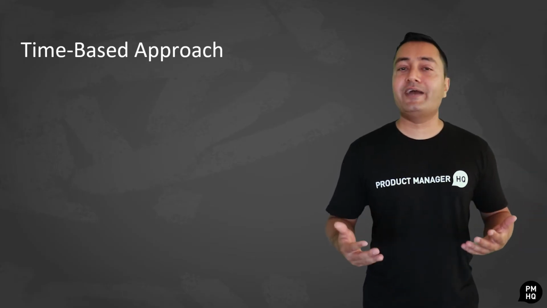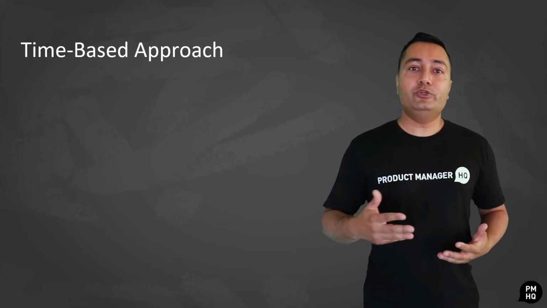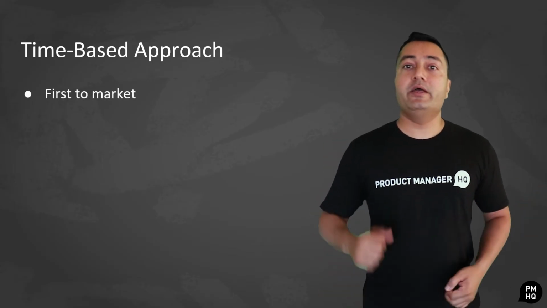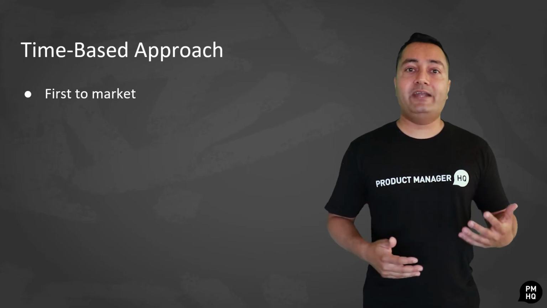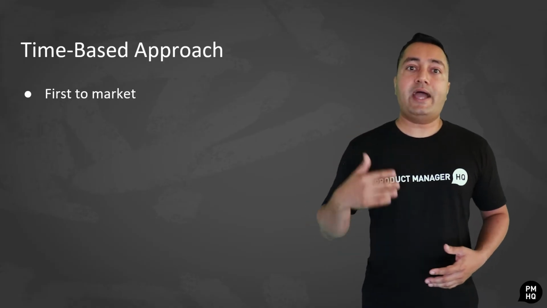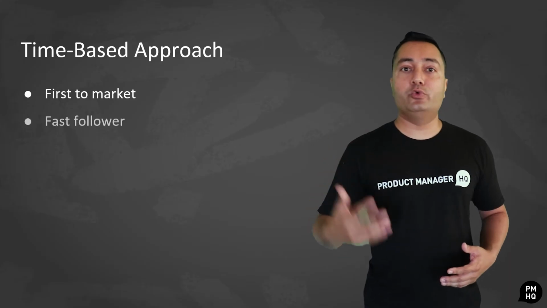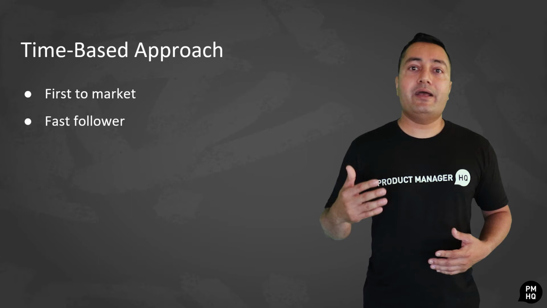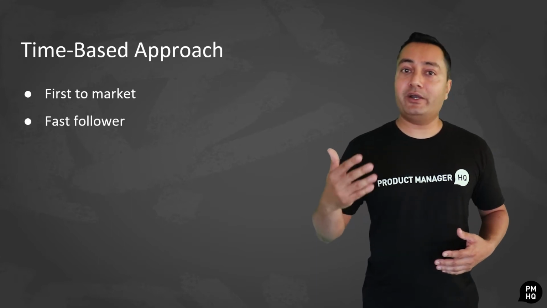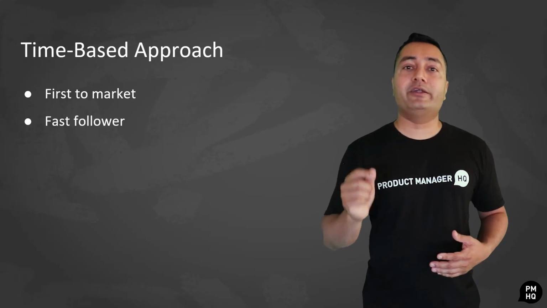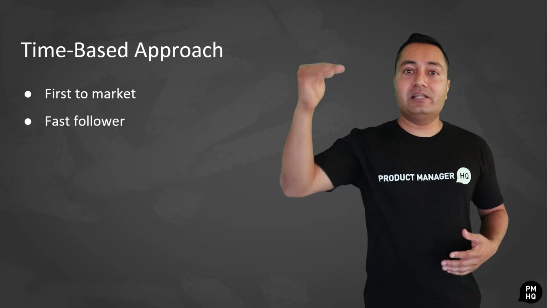In this type of strategy, you can fall into one of three categories. Number one, first to market. Here, a product gains an advantage over its competitors by being first to market. Category number two is fast followers. This is pretty self-explanatory. You didn't quite make it as the first one to hit the market, but you have succeeded in rapidly commercializing your product to compete at the highest level.